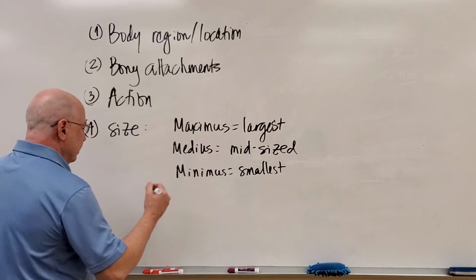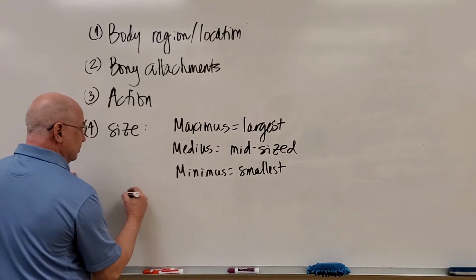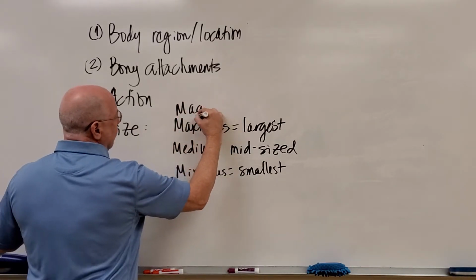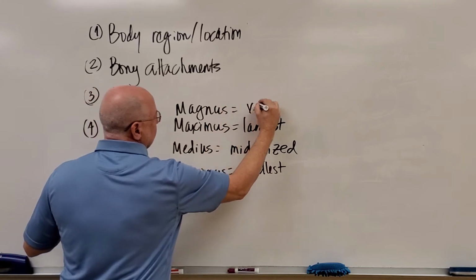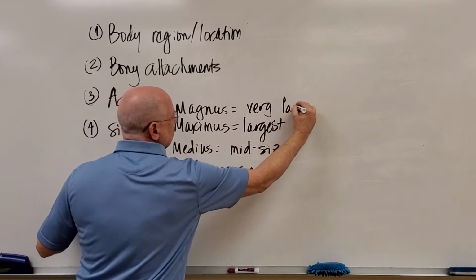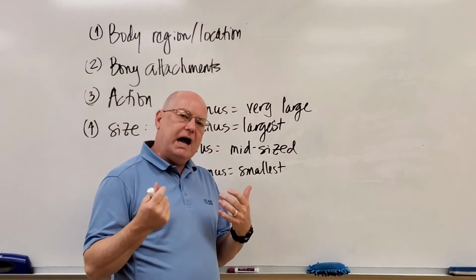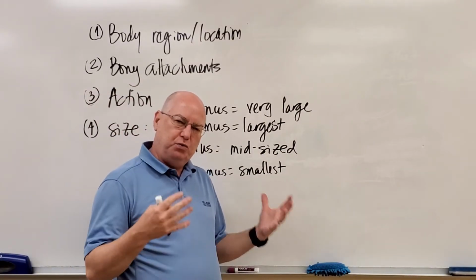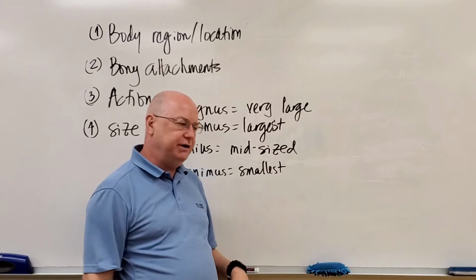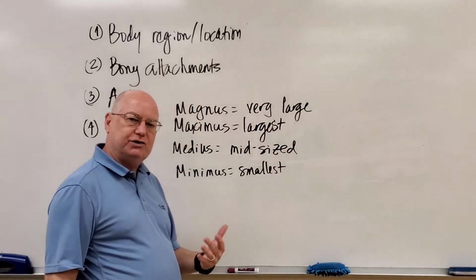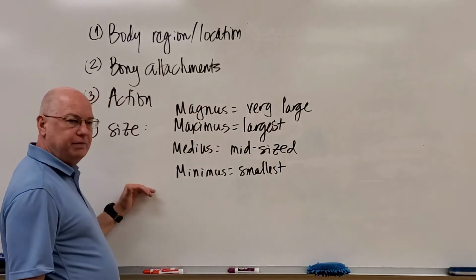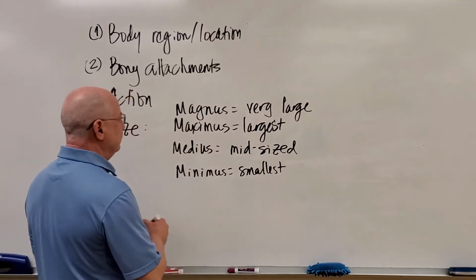Now, if we have a very large muscle, then we use the term magnus. So there's an adductor magnus, which is a really large muscle, covers a large area. There's also an adductor brevis, and we'll talk about those. Those are based on length, and we'll talk about that in a second.